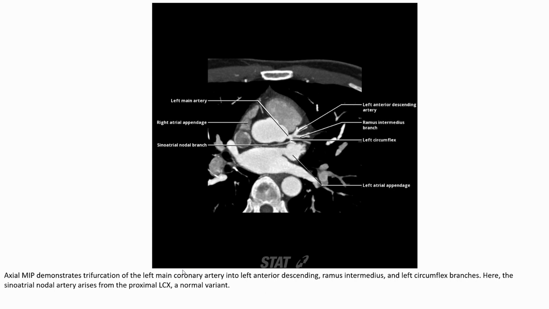The axial MIP CT demonstrates trifurcation of the left main coronary artery into left anterior descending, ramus intermedius, and the left circumflex branch. Here the sinoatrial nodal artery arises from the proximal left circumflex, a normal variant.